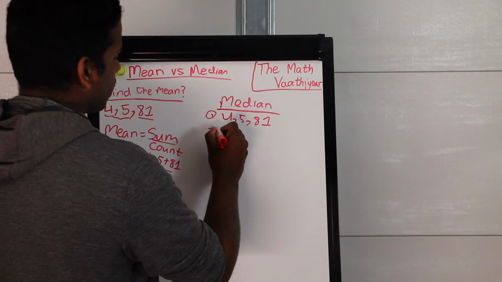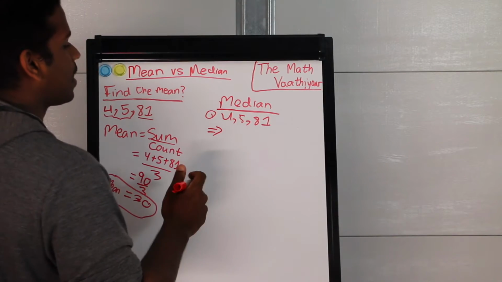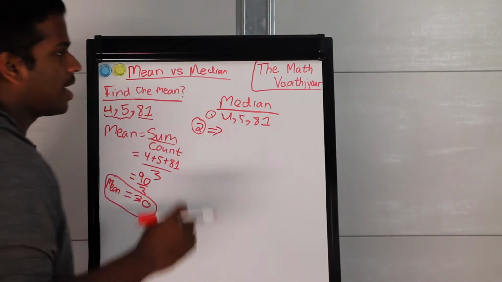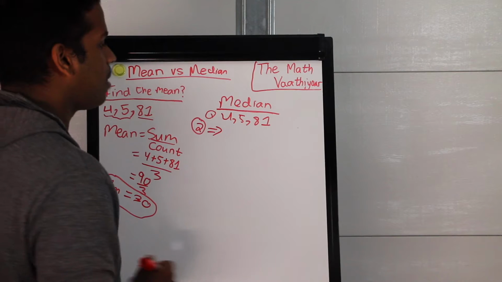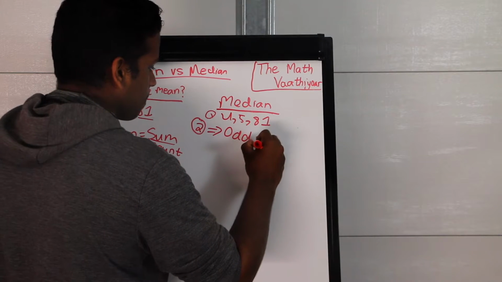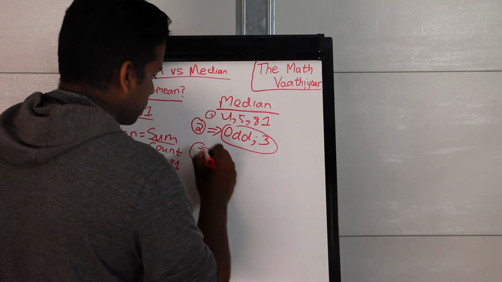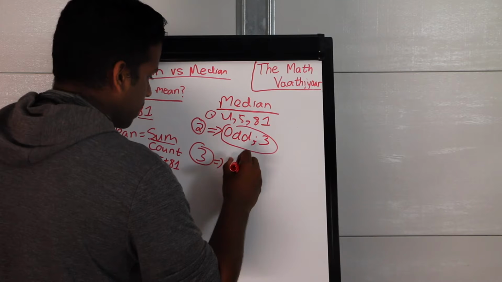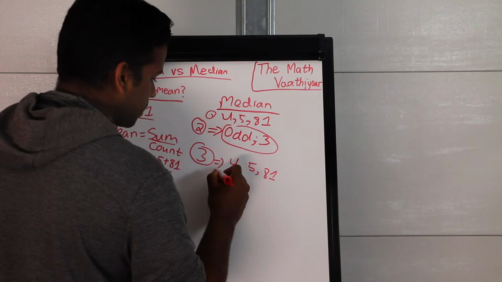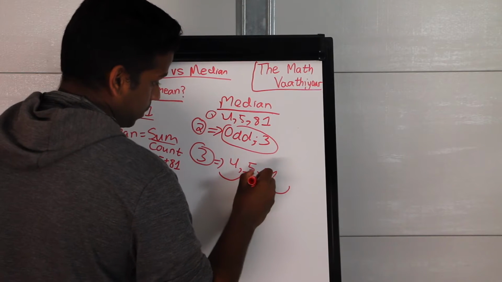So the median, we have to list our values in ascending order. It's already listed in ascending order. The second step is to figure out if we have an odd amount of values or an even amount of values. So we have an odd amount of values, which is 3. So now the third step is much easier. Since we have an odd set, we just have to count from both ends till we get to the middle. So the middle seems to be 5.